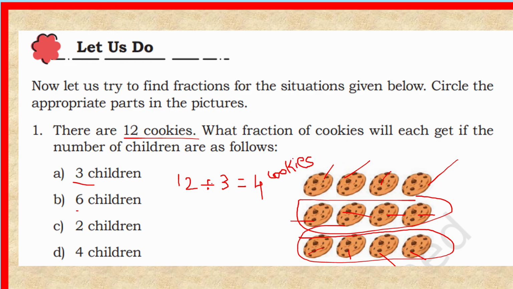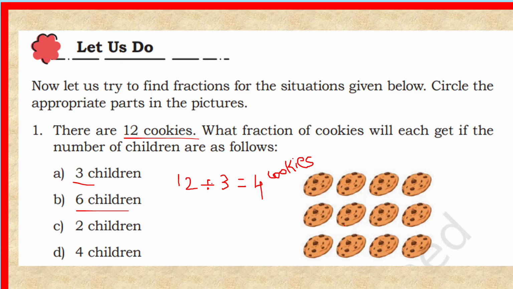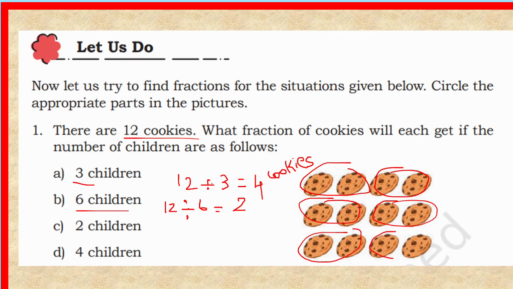Next one, 6 children. So, there are total 12 cookies. Number of children, 6. So, each child will get 12 divided by 6, that is 2 cookies. 12 divided by 6 is 2. Each child will get 2 cookies. Like this. 1, 2, 3, 4, then 5, 6.